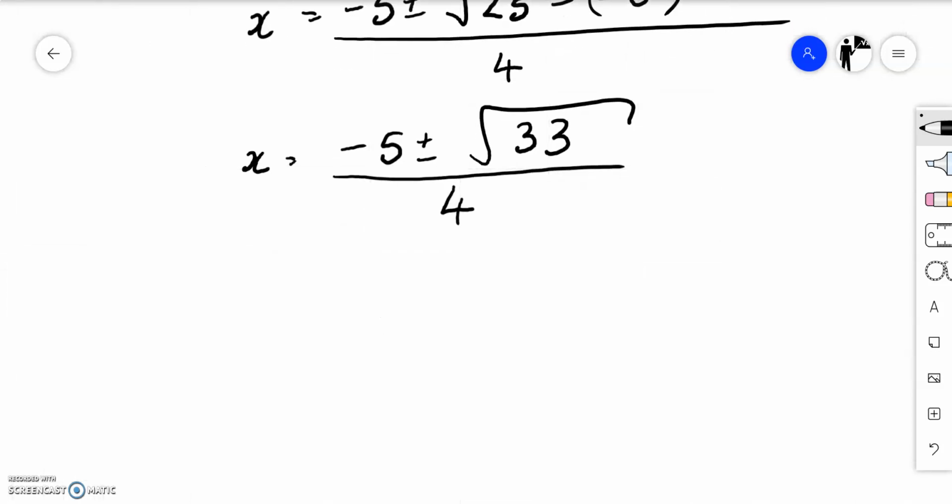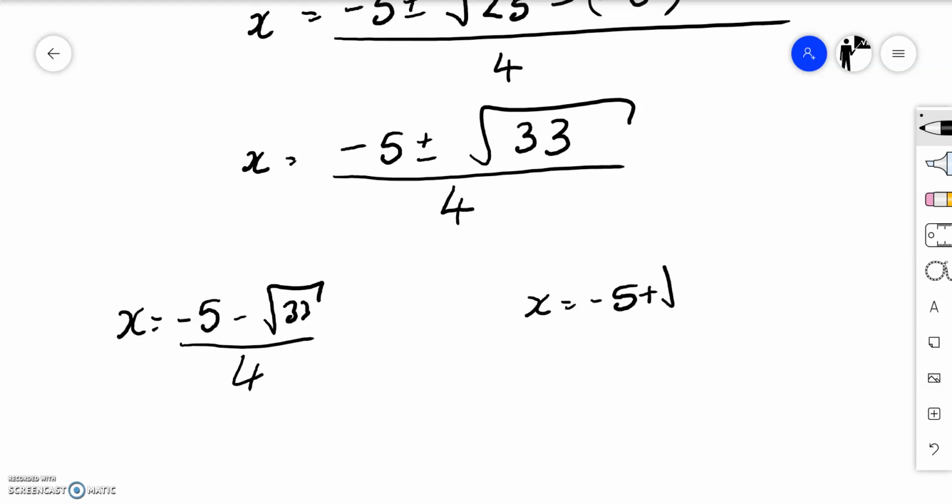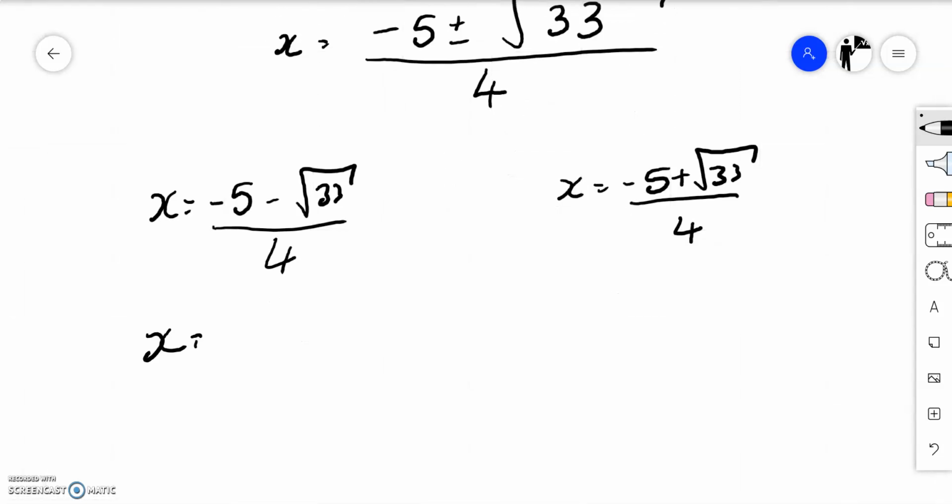So we've got to our stage where we can start to split it. So that's going to be negative 5 subtract root 33 over 4. And x equals negative 5 plus root 33 over 4. At this stage here, we can fire this into our calculator. So it's negative 5, negative root 33 over 4. That's going to be negative 2.686. And then we'll do negative 5 plus root 33 over 4. And that is going to be 0.186.